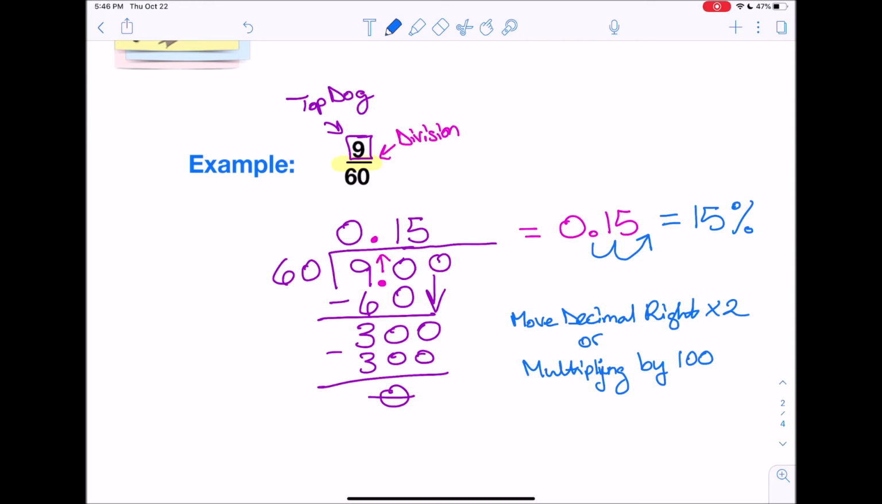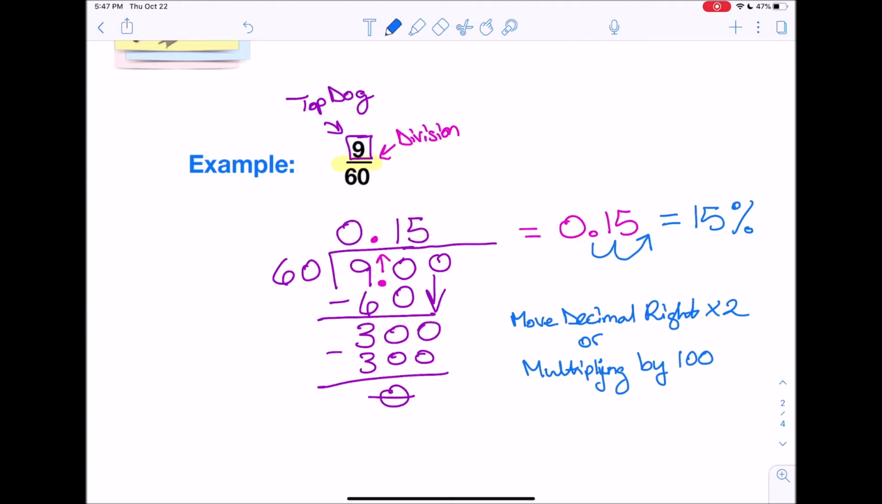Okay, so that's how you turn a fraction whose denominator does not go into 100 evenly. You divide the numerator by the denominator, you get your decimal, and you multiply by 100, or move that decimal over to the right 2 times.